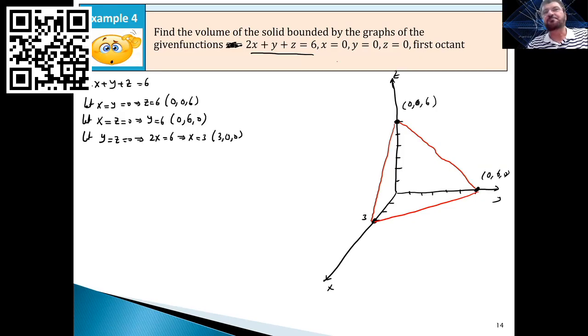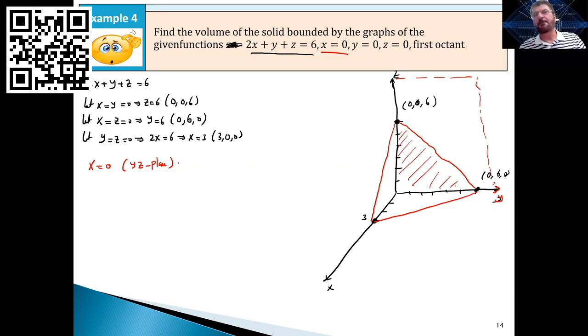Look what's next. It says x equal to 0. In three-dimensional space, when I say x equal to 0, what does that mean, guys? This is the YZ plane. Where is the YZ plane? Here's the y-axis, by the way, and here's the z-axis. So this is the YZ plane. The YZ plane is going to come and cut it from the back. So now this is the back side of the solid. It's been cut from the back.